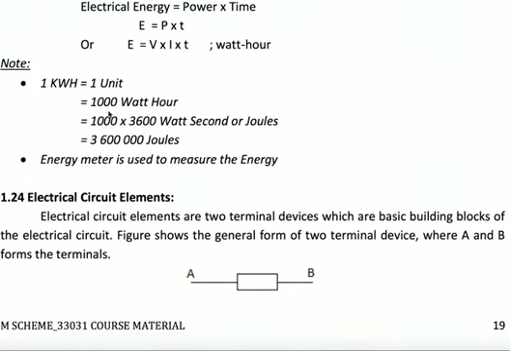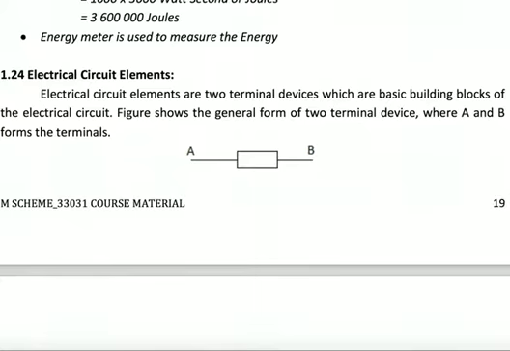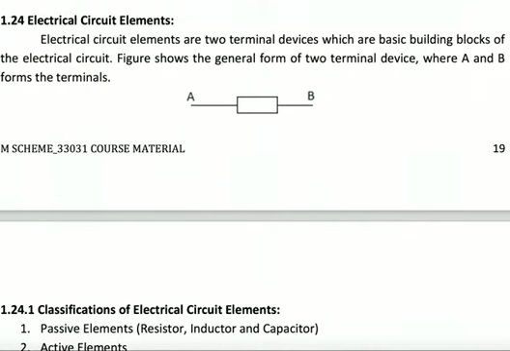If you convert that into watt second, you have to multiply by 3600, because 1 hour has 60 into 60 seconds. Watt second is nothing but joule. So this is 36 into 10 to the power of 5 joules, or 3.6 megajoules. An energy meter is used to measure the energy, that you might be knowing.